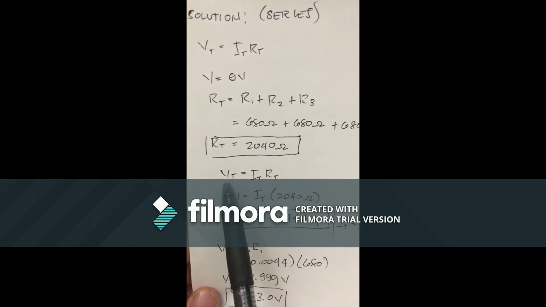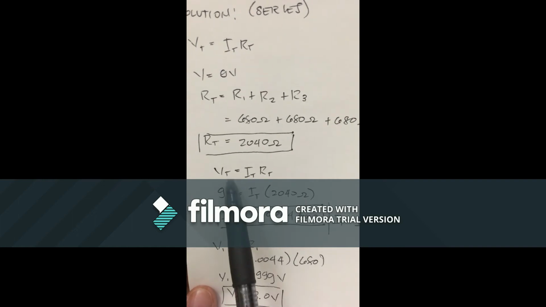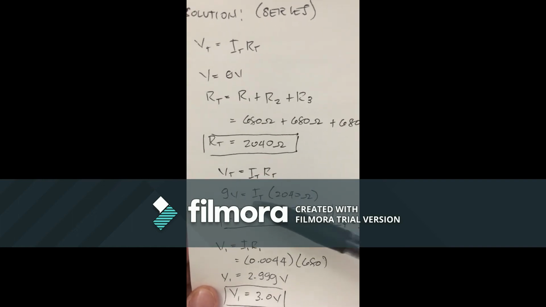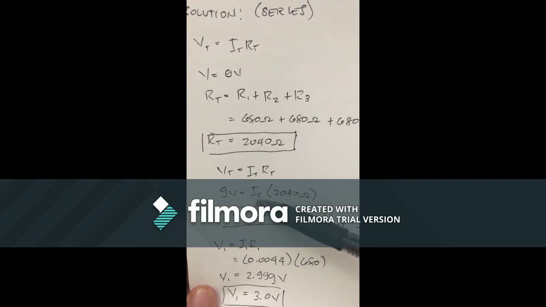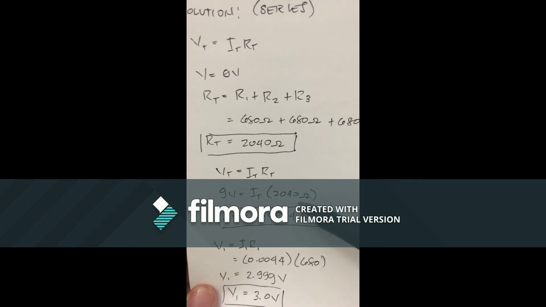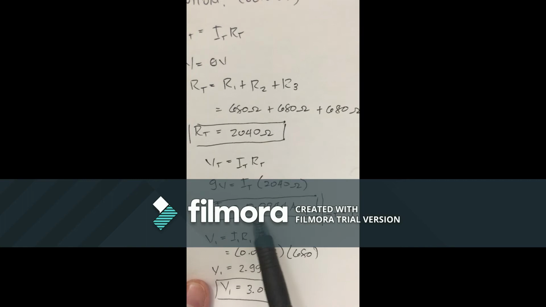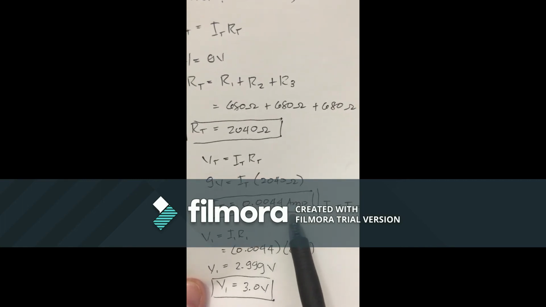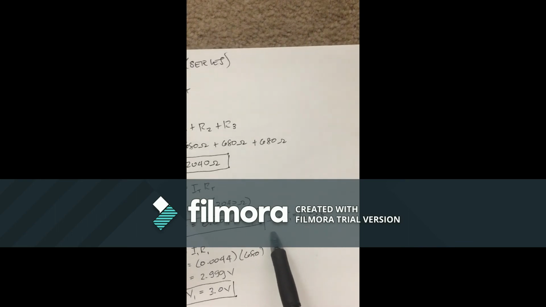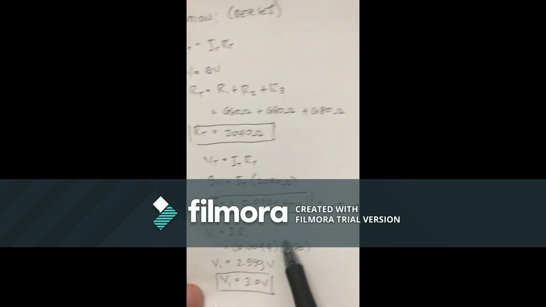Substituting the value, we have V total is equal to I total times R total. The value of our V total is 9 volts, is equal to I total times the R total, which is 2040 ohms, so we get an I total of 0.0044 amperes. And in a series circuit, I total is equal to I1, is equal to I2, is equal to I3.